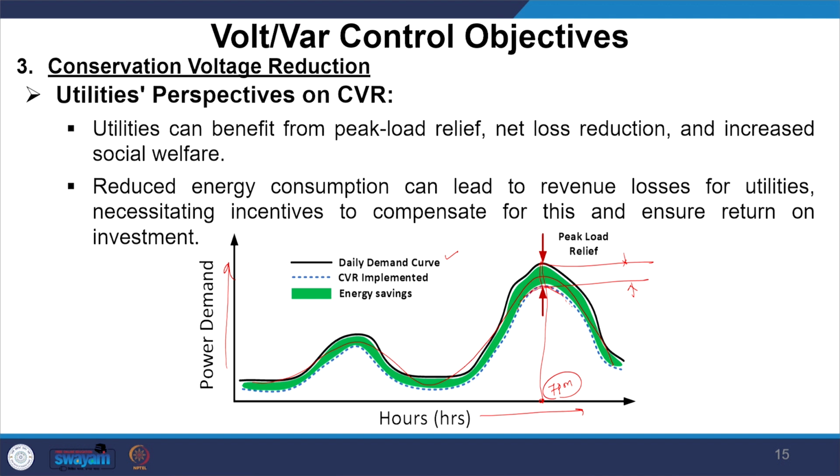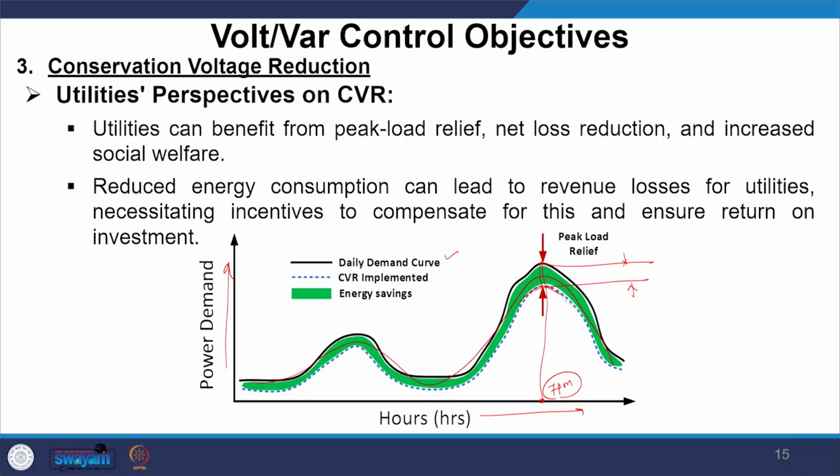Reduced energy consumption can lead to revenue losses for utilities, necessitating incentives to compensate for this and ensure return on investment. That means the amount of money that you spend for CVR implementation can probably be easily recovered through your reduction in energy consumption. So, thank you very much.